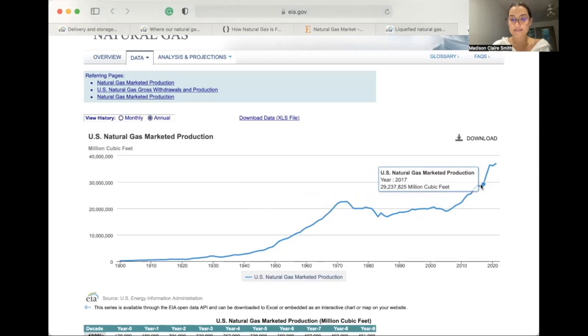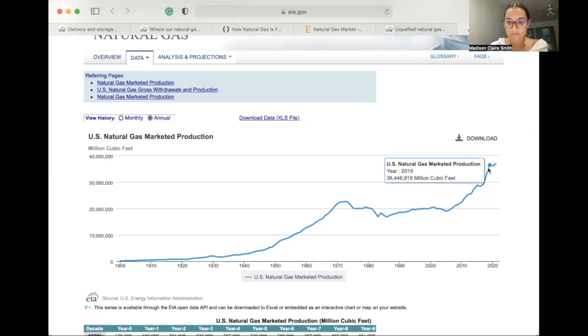However, from 2016 to 2017, we're going to learn about how we started producing liquid natural gas. In 2017, our production increased drastically from 29.2 million cubic feet all the way to 2019, where we produced 36.4 million cubic feet. So this is basically an overall graph following the trends of U.S. natural gas marketed production.